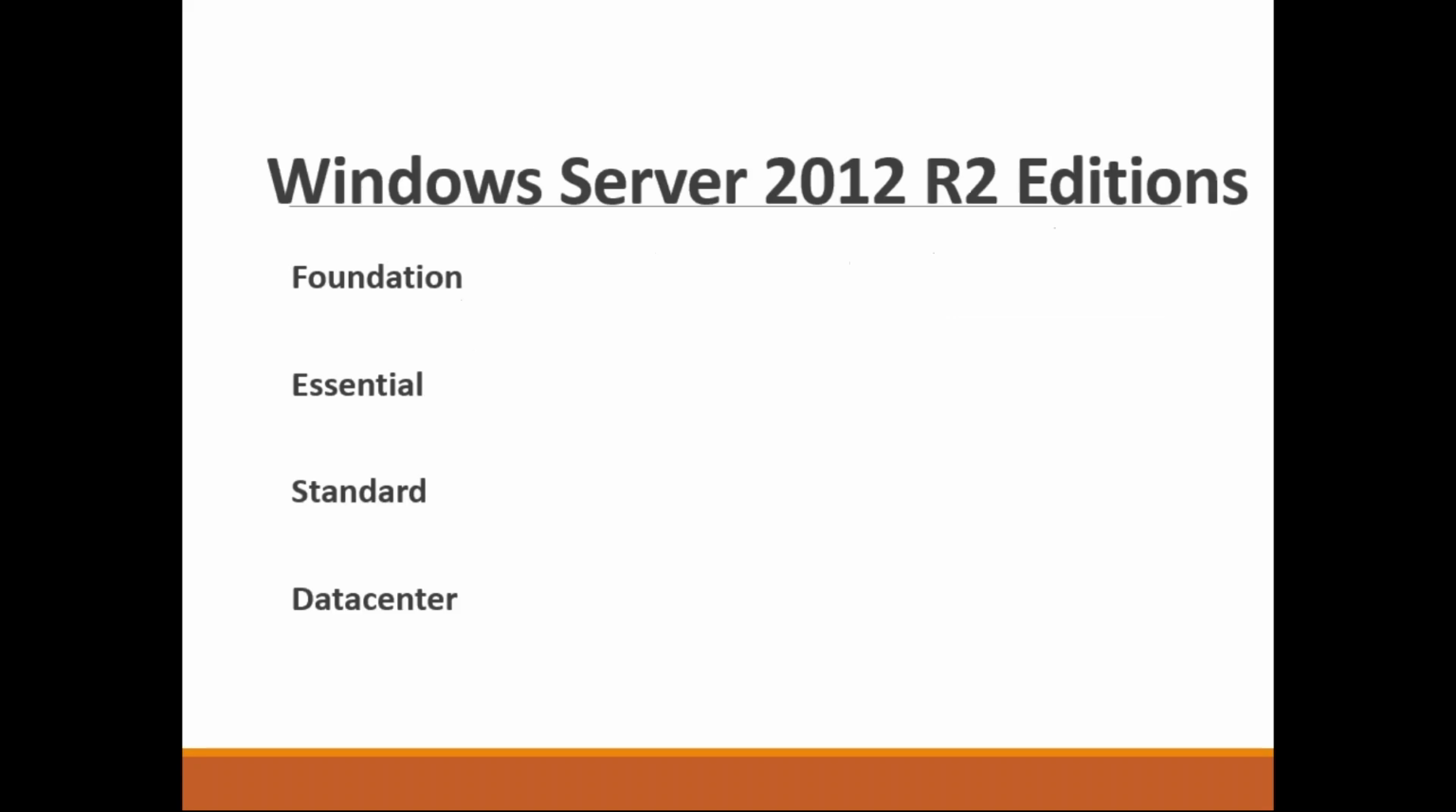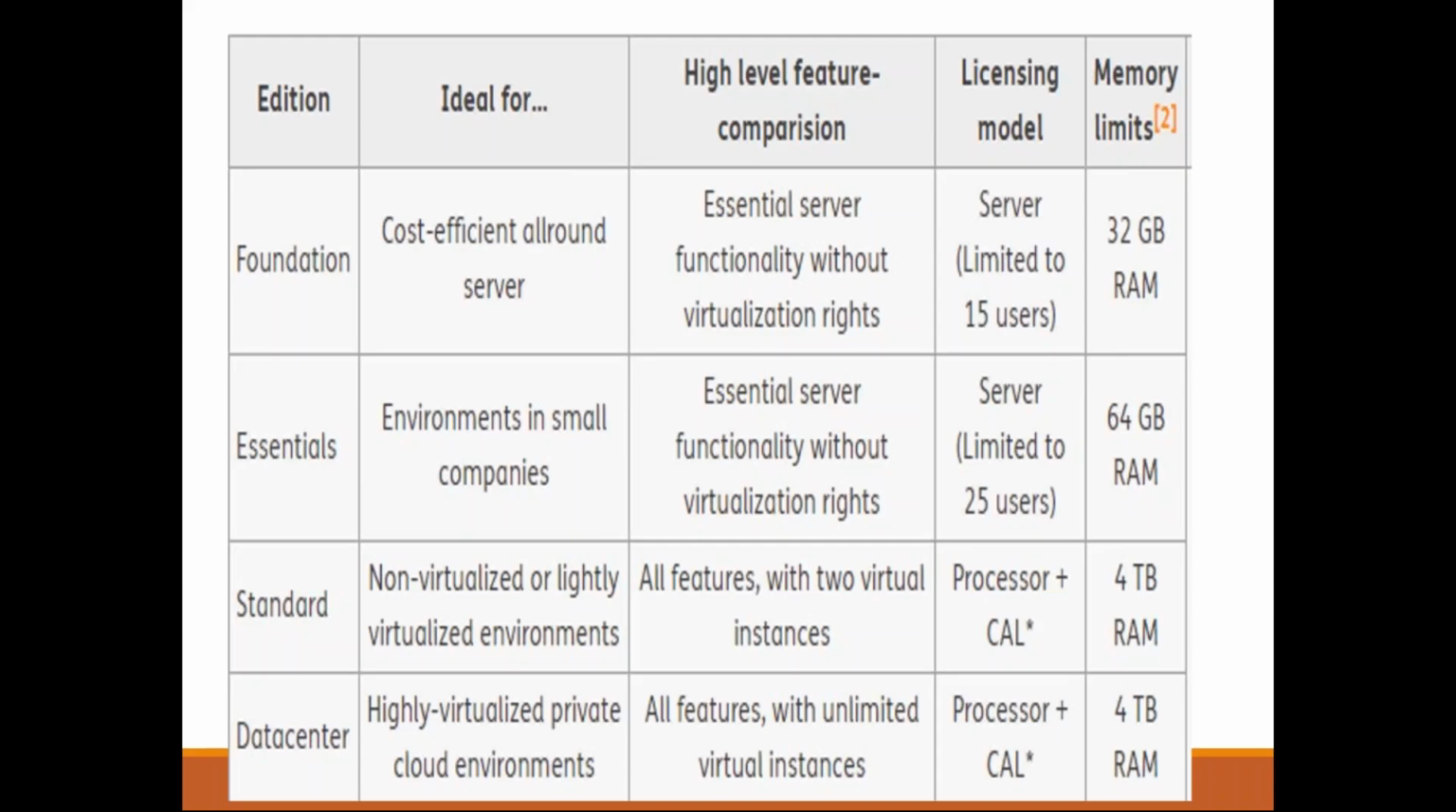Alright, so let's see the editions now. Windows Server 2012 R2 comes with 4 editions: Foundation, Essential, Standard, and Data Center. So these are the 4 editions that come with Windows Server 2012 R2. Every edition has different functionality, so I'll be giving the comparison between Foundation, Essential, Standard, and Data Center.